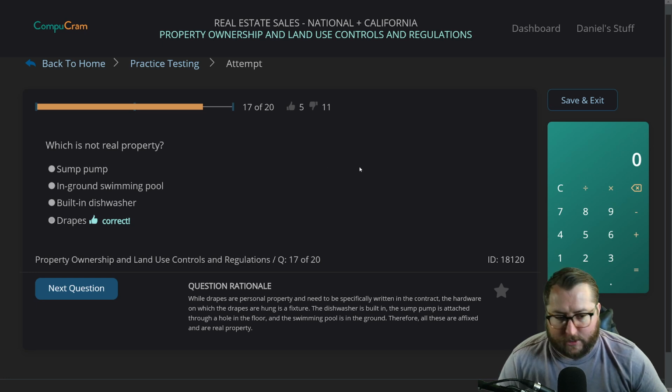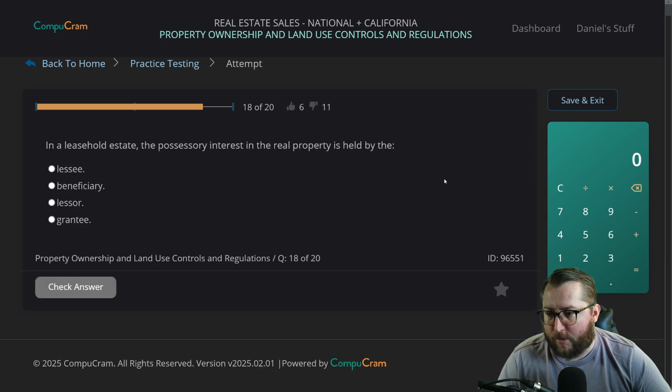So real property is obviously stuff that can stay in, that is like a part of it, and you can't move. And then you have chattel and trade fixtures that you can move out. So drapes would be part of that.